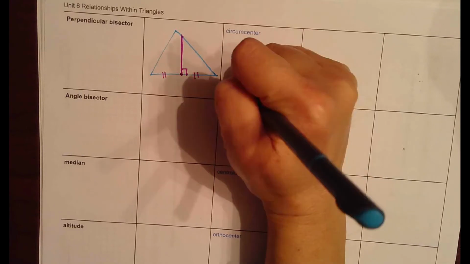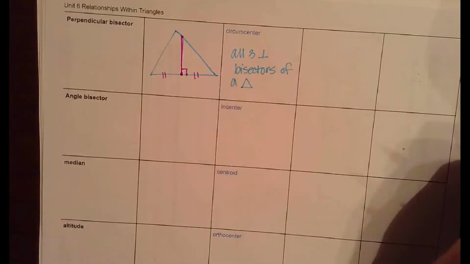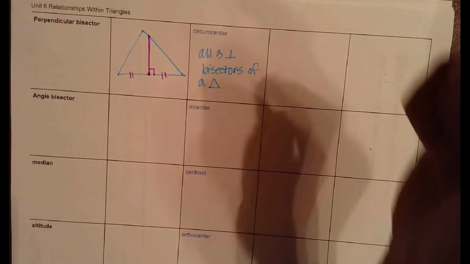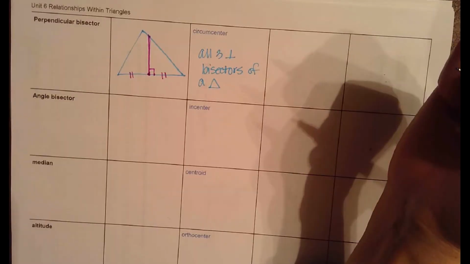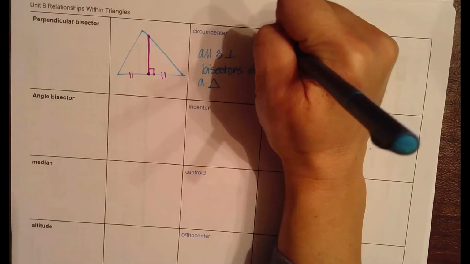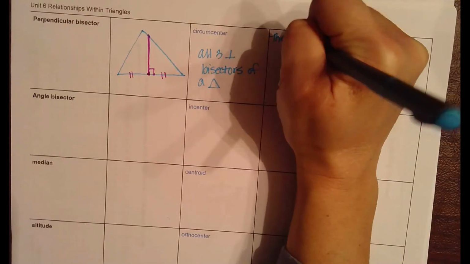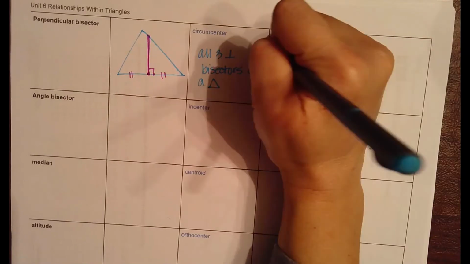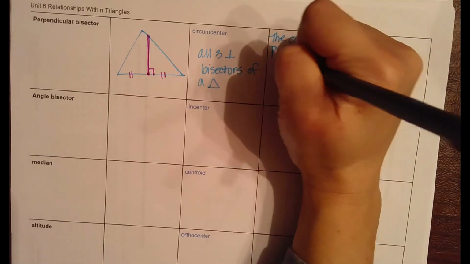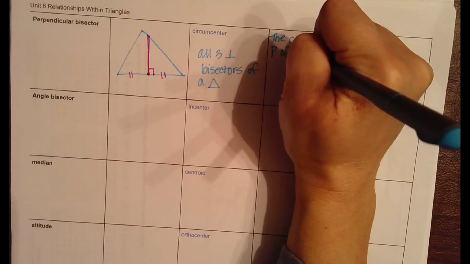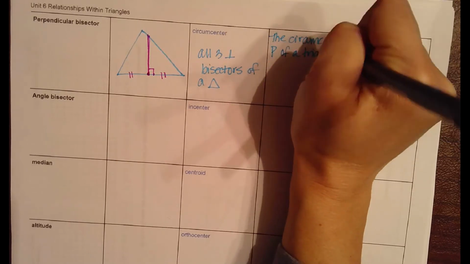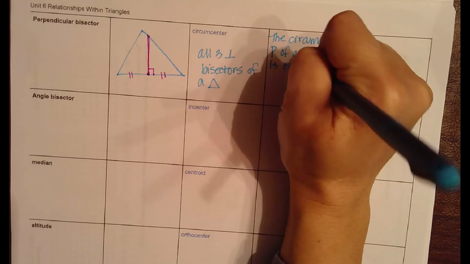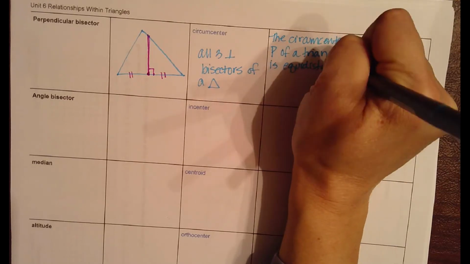So I'm just going to write down the definition here so I remember. And then in this stage, I'm just going to write down what the circumcenter tells us. So I'm going to say the circumcenter P of a triangle is equidistant from the vertices of the triangle.